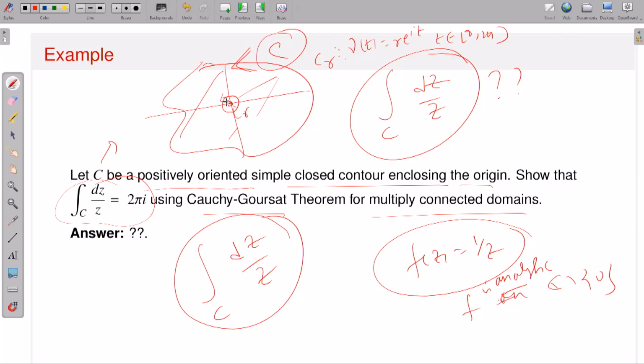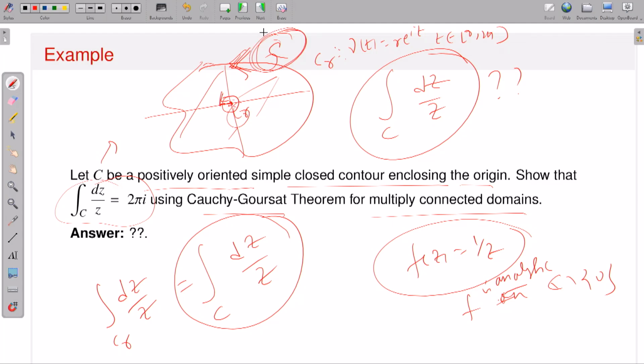Now you see this is my C, one simple closed contour, right? You can take a small circle CR of radius R which is also positively oriented, and which lies interior to C. My function is analytic on the multiply connected domain C minus 0, and both contours C and CR are sitting inside it. So by deformation of contour, this is exactly the same as the integral over CR of dz by z. The value of the contour integral over C is the same as the value over CR.